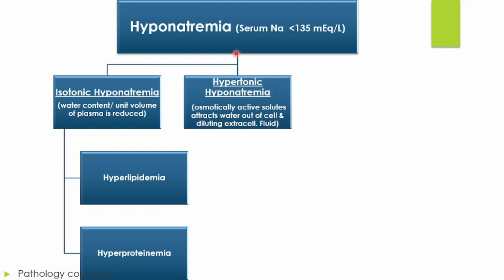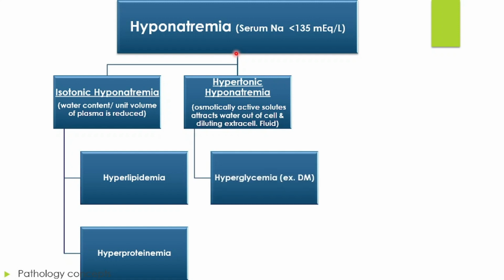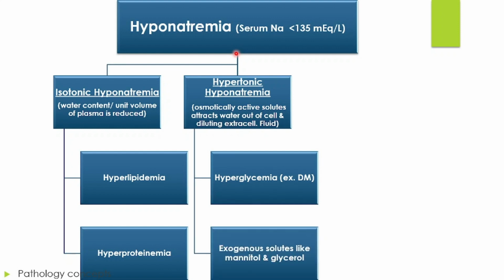The next is hypertonic hyponatremia. In this condition, the osmotically active solutes attract the water out of the cell, diluting the extracellular fluids. Examples are hyperglycemia, for example diabetes mellitus, and exogenous solutes like mannitol and glycerol.